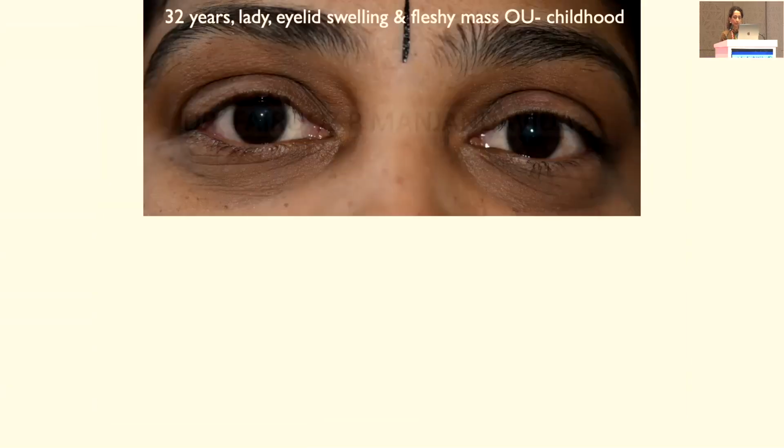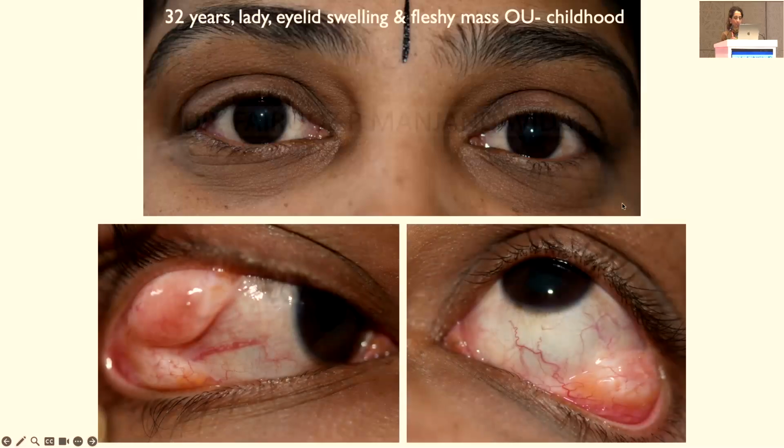Now, a 32-year-old lady, eyelid swelling and fleshy mass in both eyes since childhood, she says. You can see some amount of fullness in the upper eyelid laterally, looking like a lacrimal gland swelling. In the lower eyelid, more fullness in the other eye. So this is what she has, all right? This fleshy lesion over here, a fleshy lesion inferiorly, and a fleshy lesion in the other eye. What could it be?